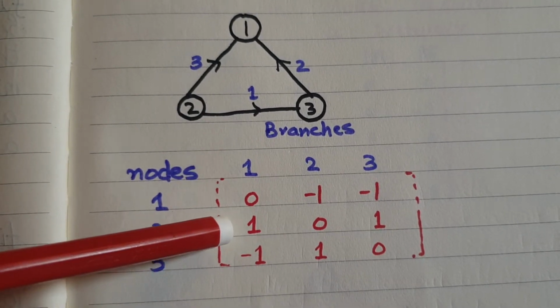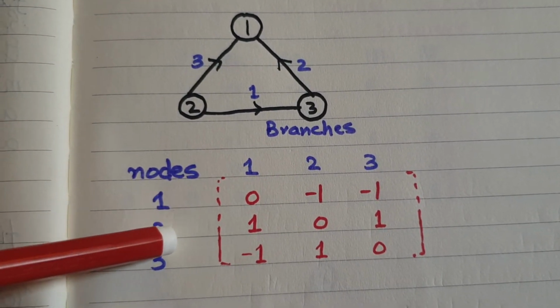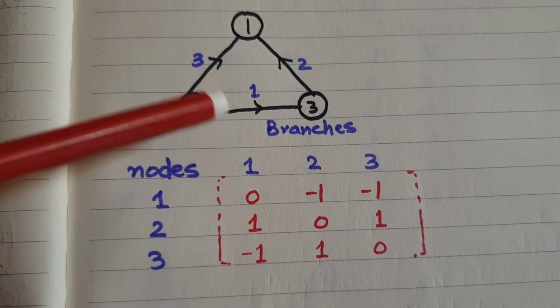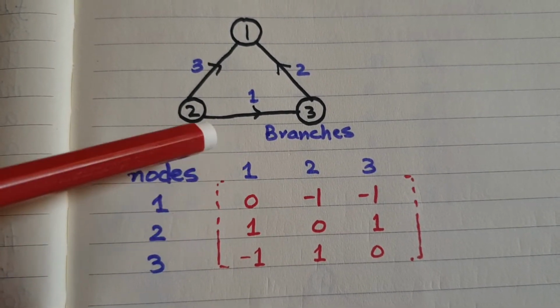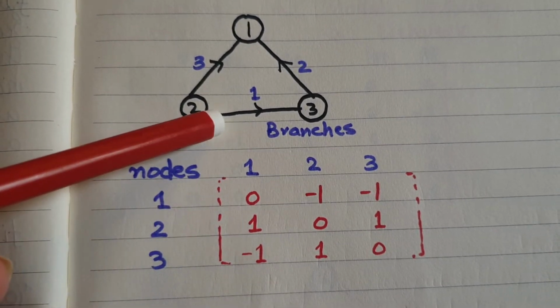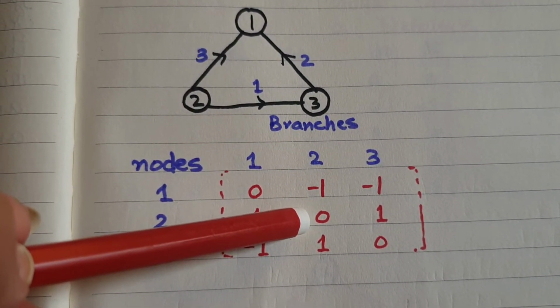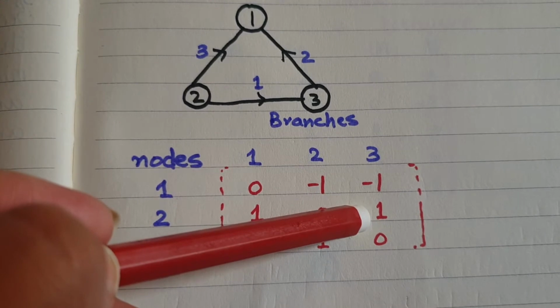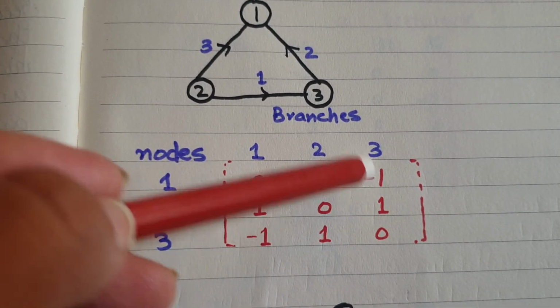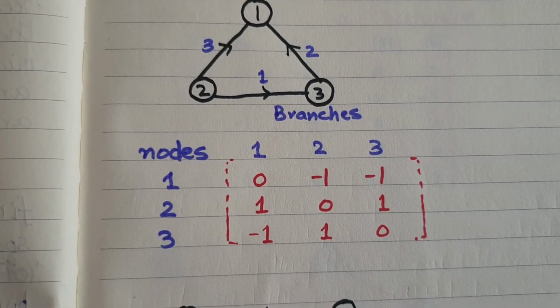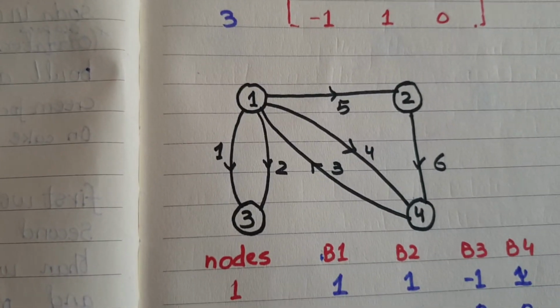Same is the case for node 2. If we look at node 2, we can see that branch 1 is leaving, so we have marked it as +1. Branch 2 is not connecting at node 2, so it's marked as 0, and branch 3 is leaving node 2, that's why it has been marked as +1. The same procedure we can adopt for another network modeling.